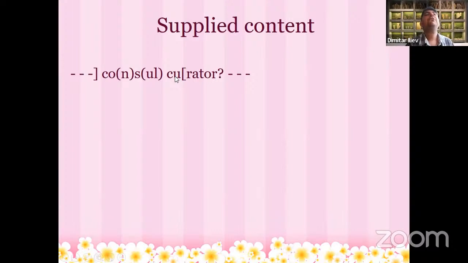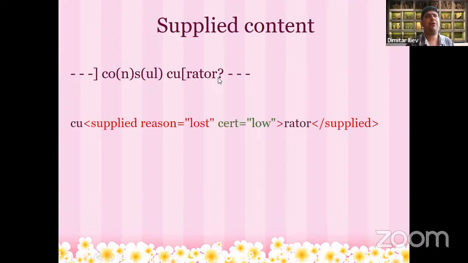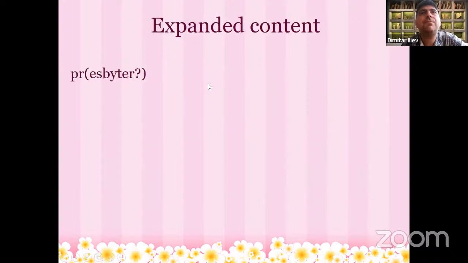So I want to say we supply this missing text as curator, but we still want to say that we're not 100% sure about this. So supplied reason lost, certainty low. Actually, if in this presentation we have something other than certainty low, I will strongly advise you to use certainty low. We will see. And this visualizes with a question mark accompanying the supplied string of letters that we restore as missing.